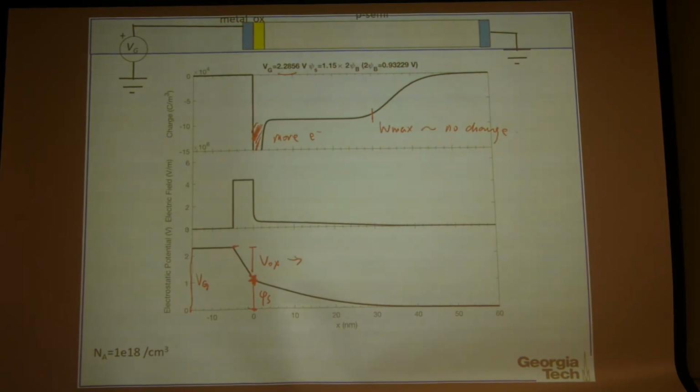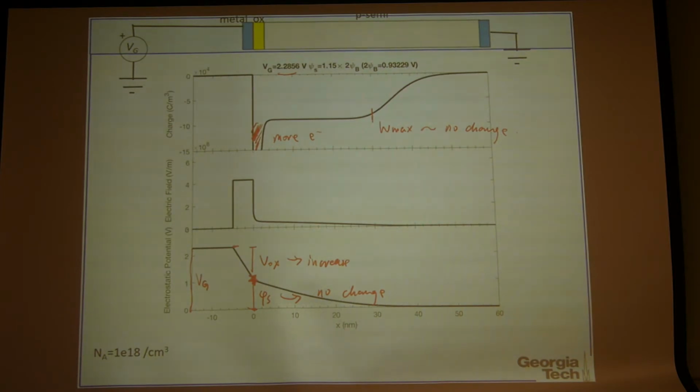So this one increases, and this one has almost no change. Any questions here? Can you explain why the electric field only exists in the oxide band? Or is that the case?